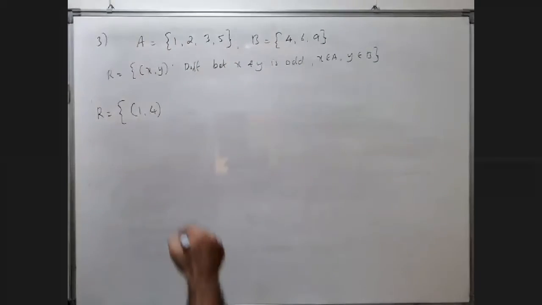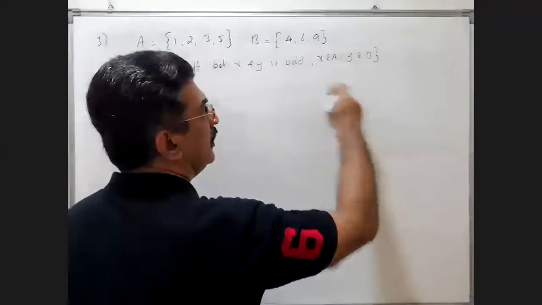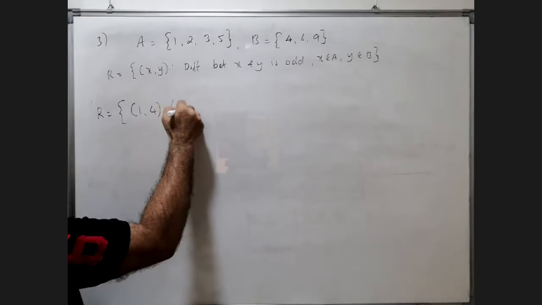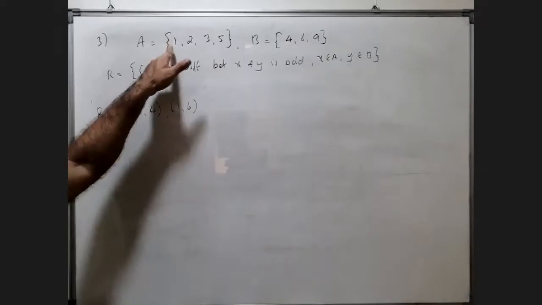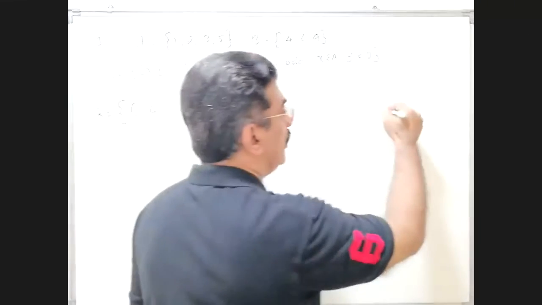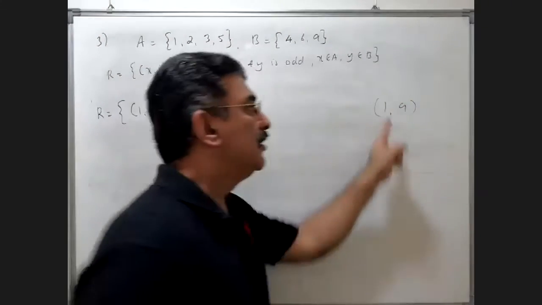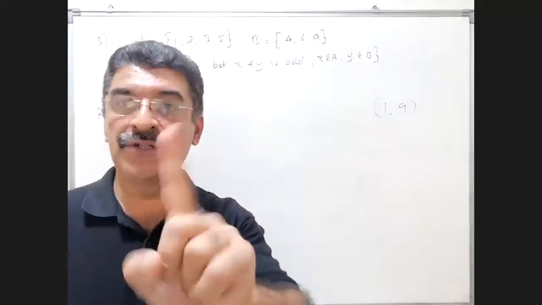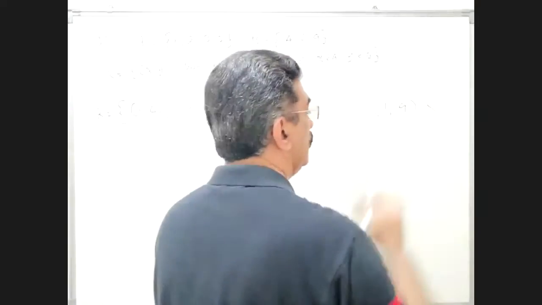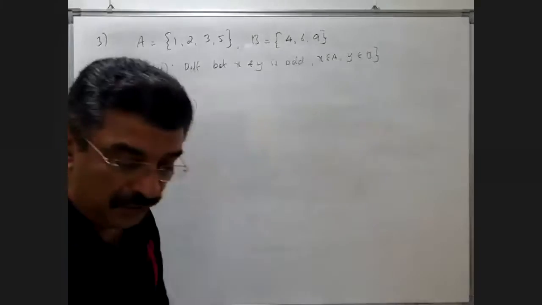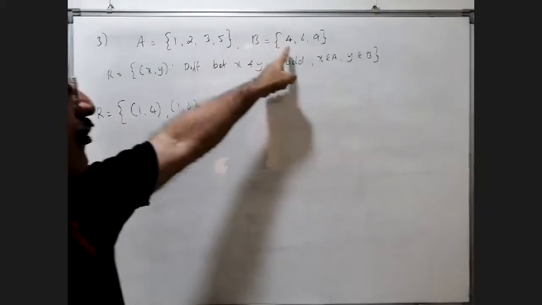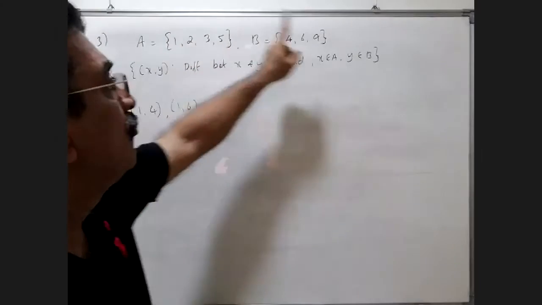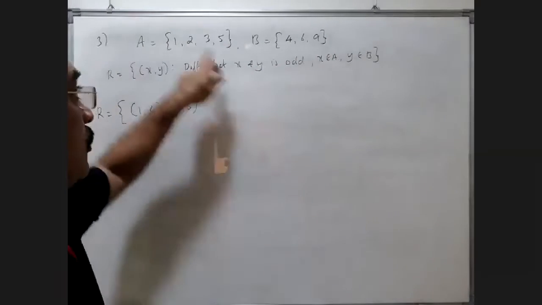1, 6. Can we take 1, 6? Difference between 1 and 6 is 6 minus 1, 5. Yes, we can take it. So 1, 6 can be taken. 1, 9. Difference between 1 and 9 is 9 minus 1, 8. No, it is not an odd number. So we cannot take this. So 1, 9 cannot be taken. Starting with 1 is over.